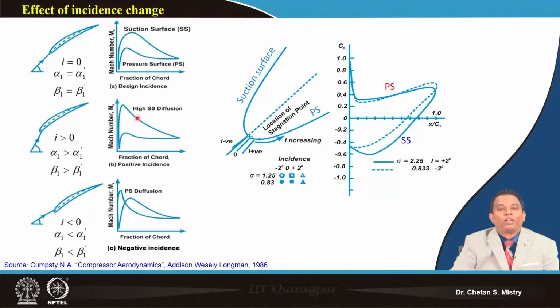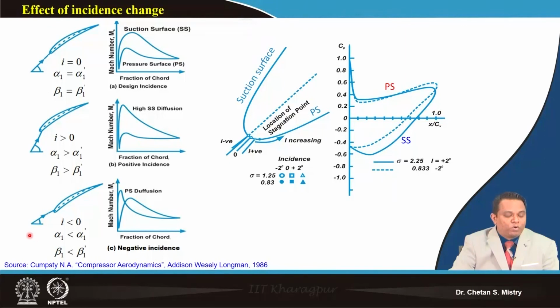So, if you recall, we have discussed the performance map for a single stage compressor, where we discussed that when our axial velocity is decreasing, that is giving the rise of pressure, and we have discussed that as a positive incidence case. So, this is the positive incidence case.